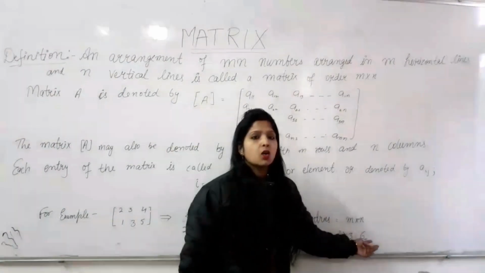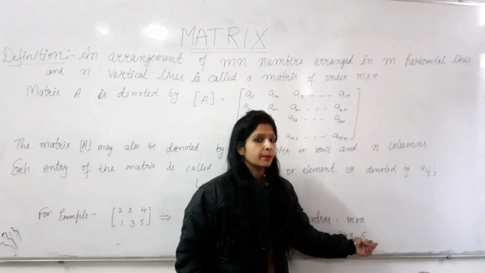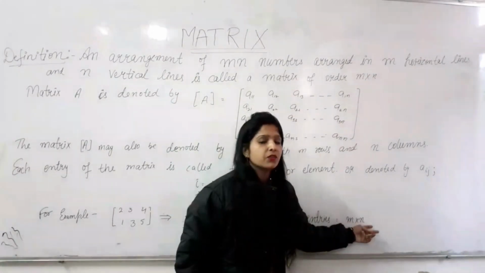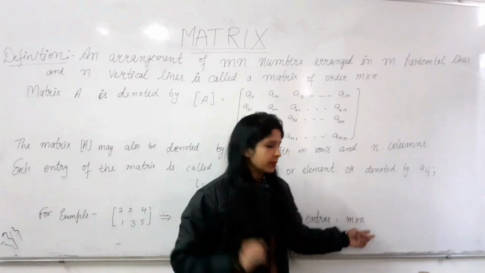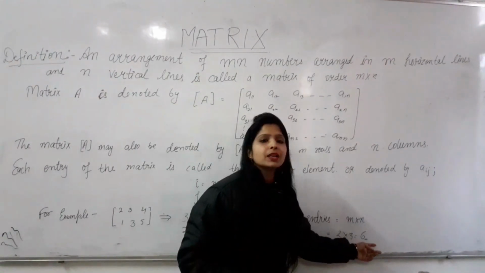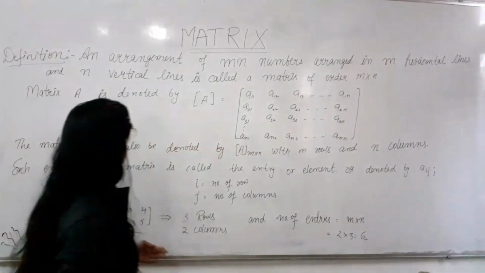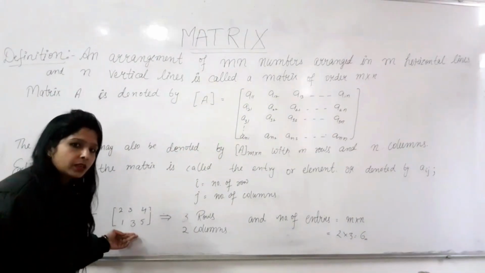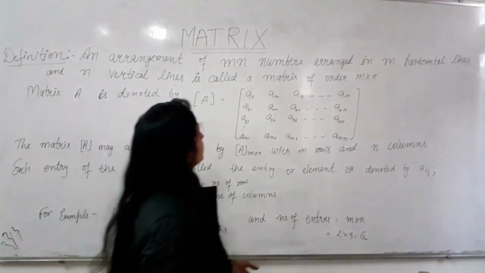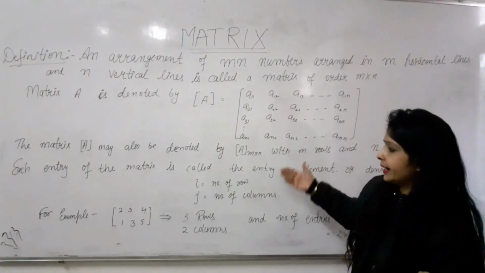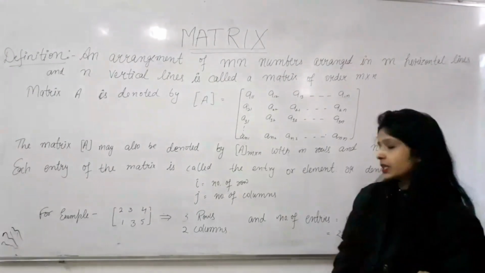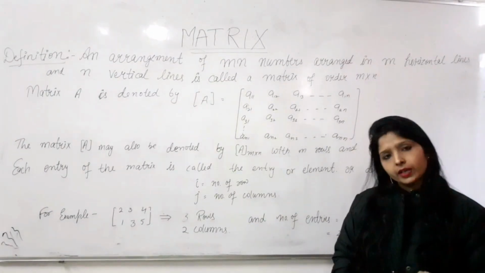6 entries. Or we can find the number of entries by m by n. We can multiply m by n for the number of elements. 2 multiply 3 equals 6 means we have 6 entries in this matrix. So here we have talked about the matrix, the entry of the matrix, number of rows, number of columns and order of the matrix.